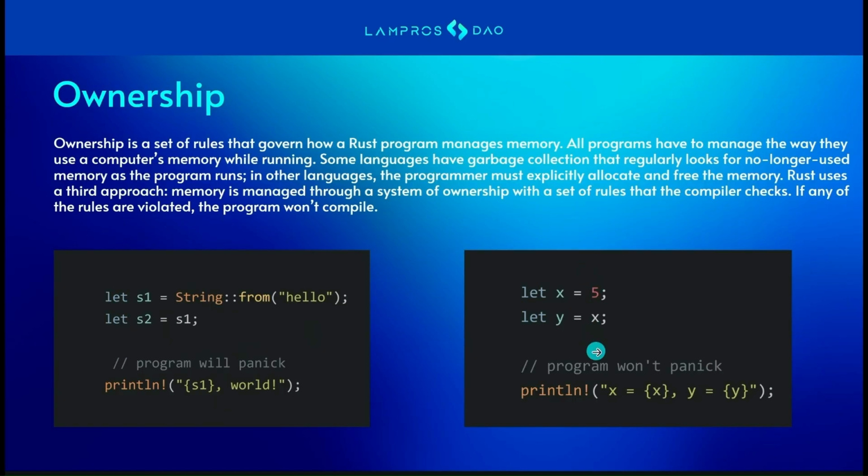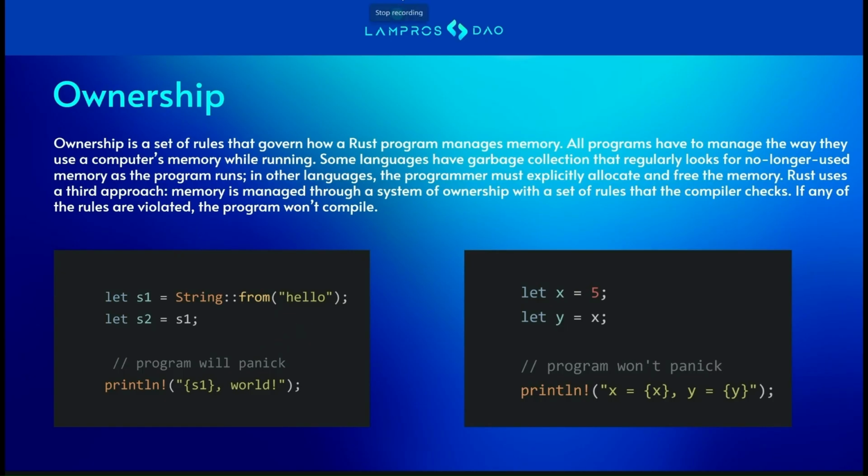But here the scenario is different. For example, if you create a variable x and pass the value 5 to it, and then pass the value of x to another variable y, and then try to print x, it won't panic. Why? I will explain in depth why this program doesn't give an error and why the other one does. The ownership concept is different for these variables because they use different memory.